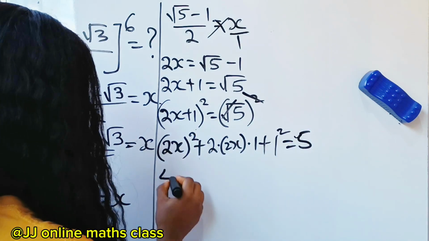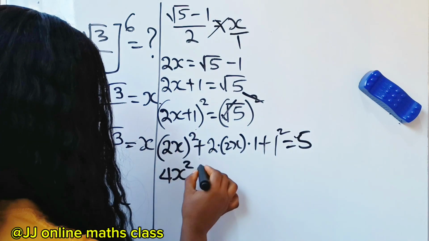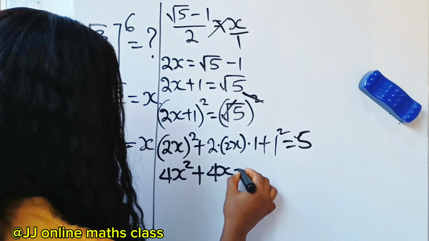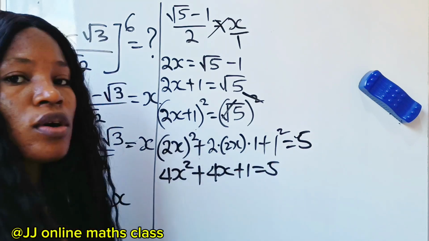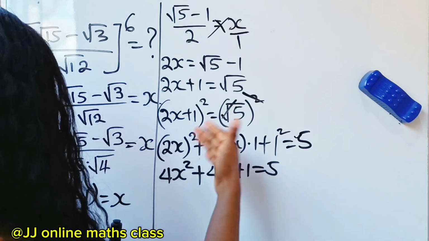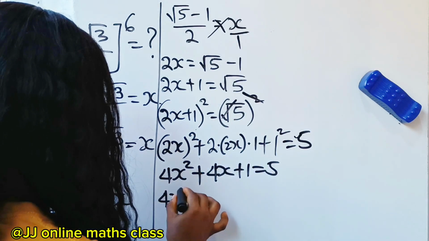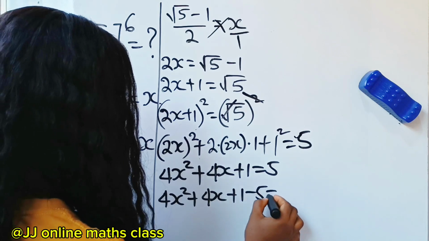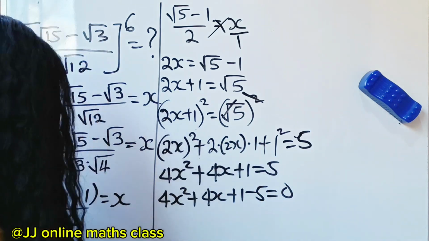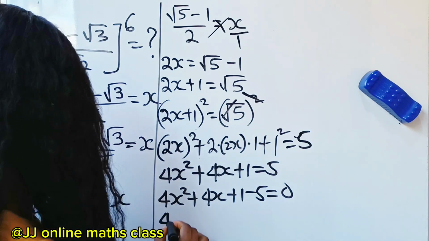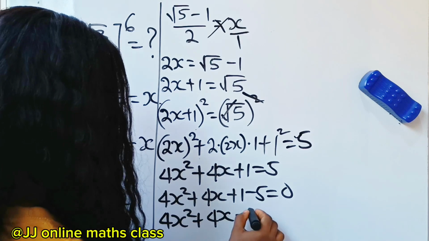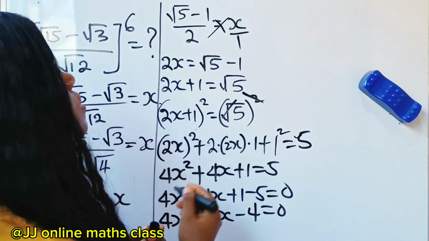So 2 squared will give us 4, x squared will give us x squared, plus 2 times 2x will give us 4x, plus 1 is equal to 5. Now let's bring this to this side. We have 4x squared plus 4x plus 1 minus 5 is equal to 0. So we have 4x squared plus 4x minus 4 is equal to 0.